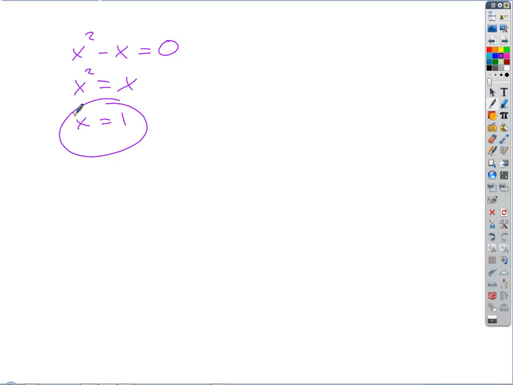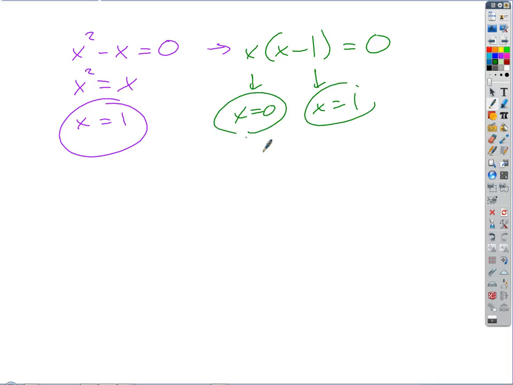What should I have done up here? You should have taken the factors out. I should have factored out an x, which would have given me x times x minus 1 equals 0. So either x equals 0 or x equals 1. There are two solutions. I lost a solution by dividing both sides by x. Can't do that. So let's go back and fix it.